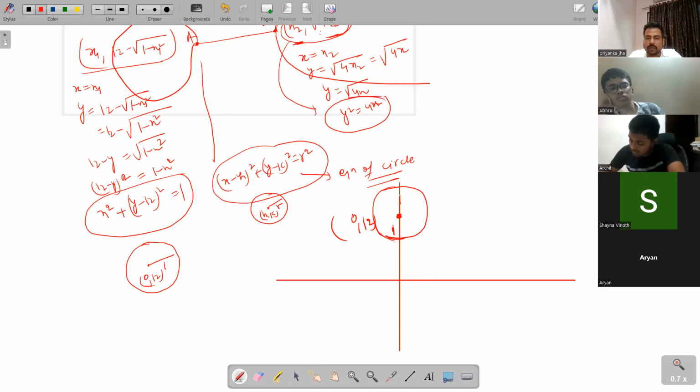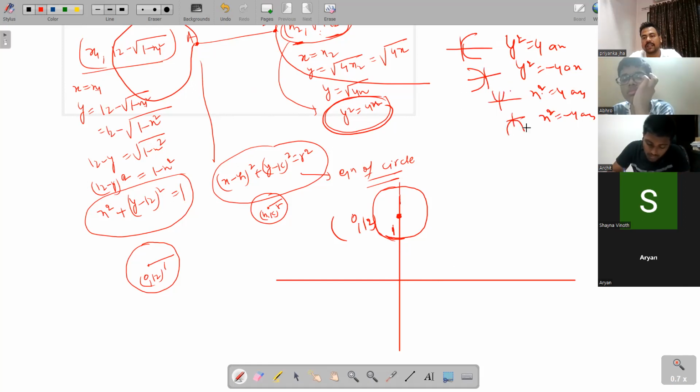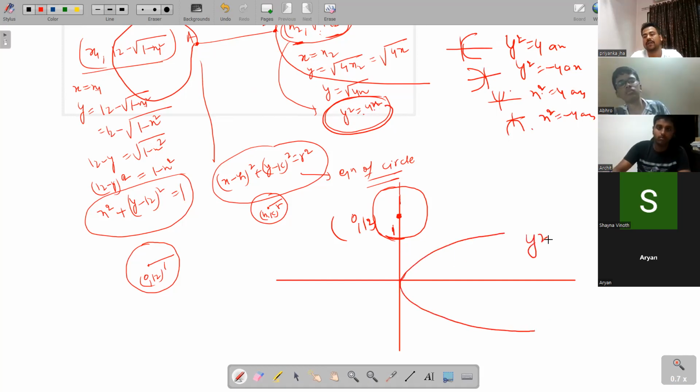And this point lies on this parabola. So we have 4 kinds of standard parabola: y square equal to 4ax, y square equal to minus 4ax, x square equal to 4ay, x square equal to minus 4ay. The graph of first one is like this. The graph of second one is negative. The graph of third one is like this. And the graph of fourth one is like this. So this is y square equal to 4ax kind, so the equation of this parabola will be y square equal to 4x.